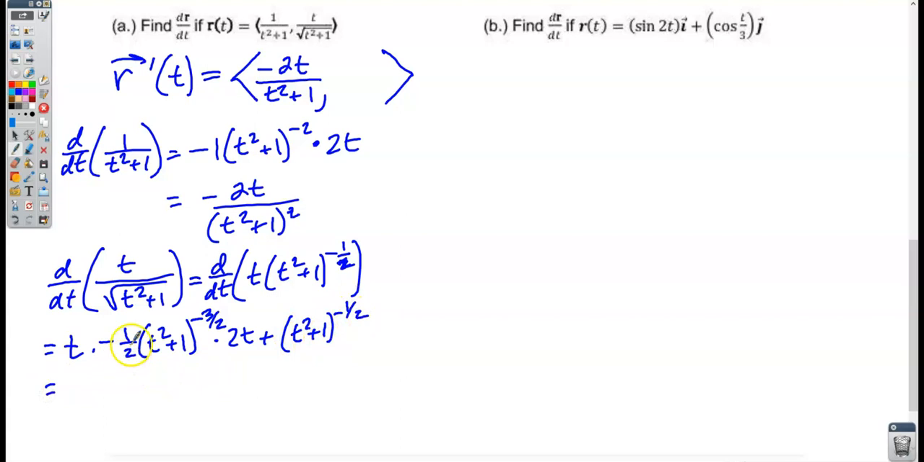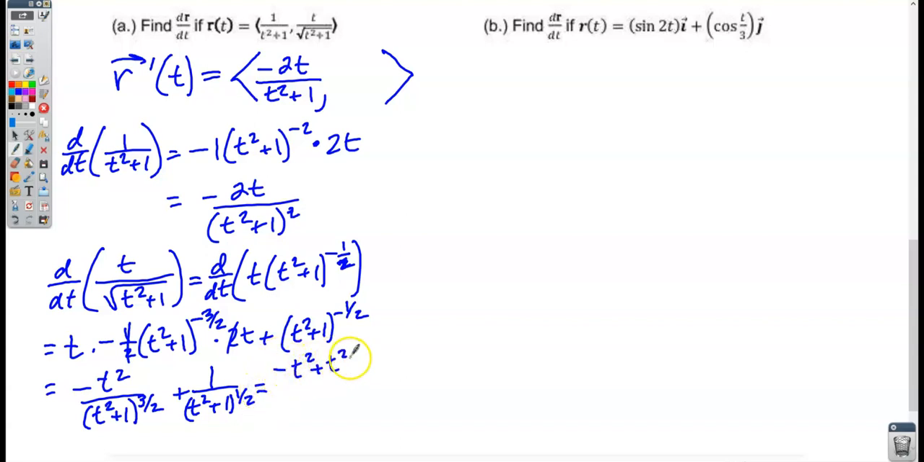So that all simplifies to, the 1/2 and the 2 cancel each other out, negative t squared over t squared plus 1 to the 3/2, plus 1 over t squared plus 1 to the 1/2. To get them over the same denominator, this becomes negative t squared plus t squared plus 1 all over t squared plus 1 to the 3/2. And so this becomes 1 over the quantity t squared plus 1 to the 3/2. And there's our derivative of our vector valued function r.